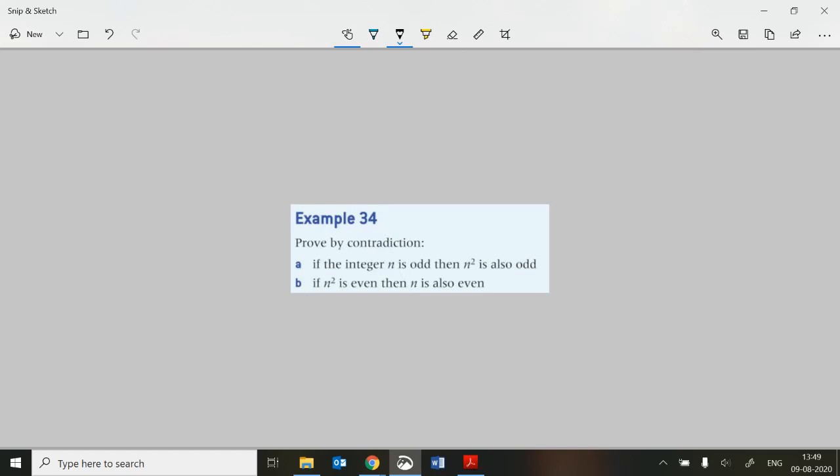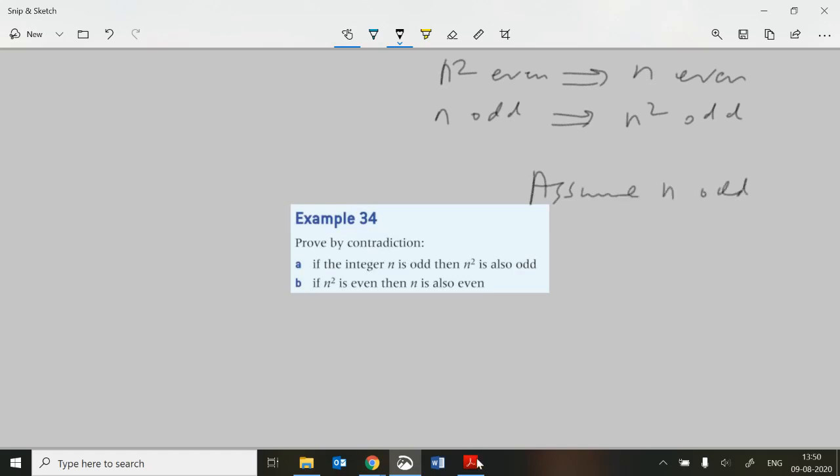Okay, for part B, it says if n squared is even, then n is also even. Well, that's what we've just shown, but they want to use proof by contradiction in this case. The proof by contradiction would be to say, assume that n is odd, therefore n squared is going to be odd. That's what we're working towards there. So we're going to assume that n is odd.